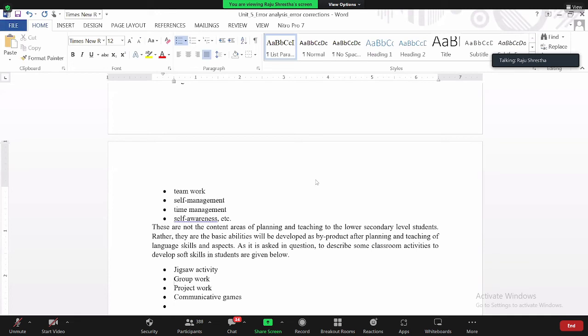Not directly, we don't focus on them. When we focus on listening, speaking, reading and writing, when we design activities for these skills and aspects, then what happens? These soft skills will be developed. In this way, we have to prepare, right?